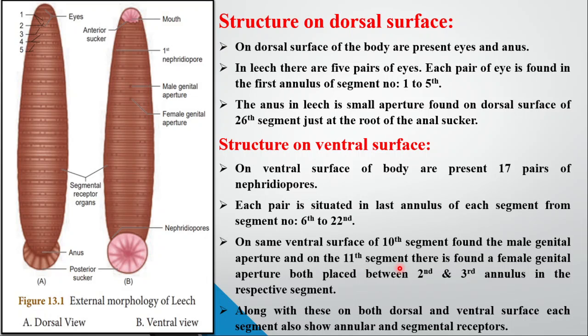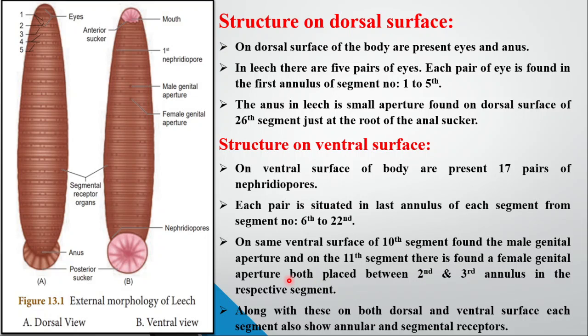Now let's recall: in the 1 to 5th segments pairs of eyes are present, in the 6th to 22nd segments nephridiopores are present in pair form, then in the 10th segment the male genital aperture is present, then in the 11th segment the female genital aperture is present, and in the 26th segment the anus is present. So such type of segmentation is there in the cattle leech.